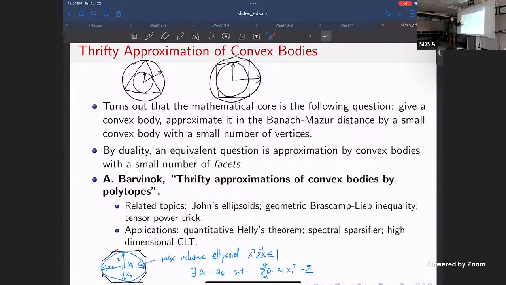So the question is, given the number of vertices that you can use, find the best approximation of the ball. So I think in this two-dimension case, it is just the equilateral polygon. Number of vertices and then find the best.